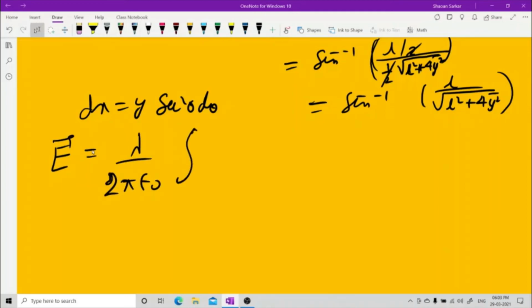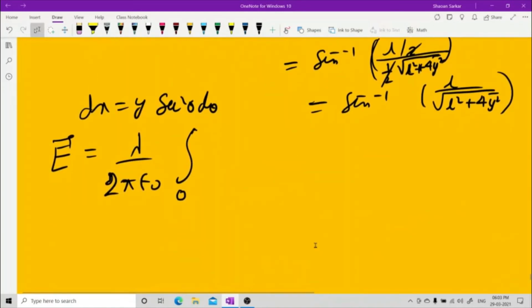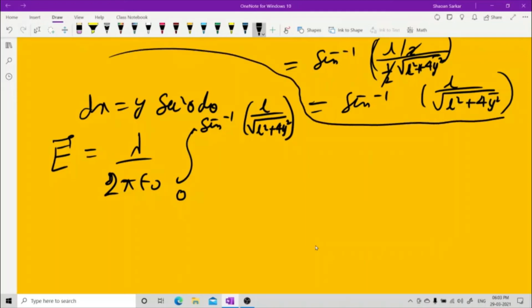Now you have 0 at this. Now you put this at C. At x equal to 0 it is this. At x equal to L by 2 it is sine inverse of L upon under root L square plus 4y square. Now you see, this whole part is different. Let me mark it this way.